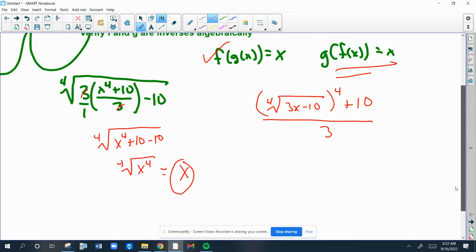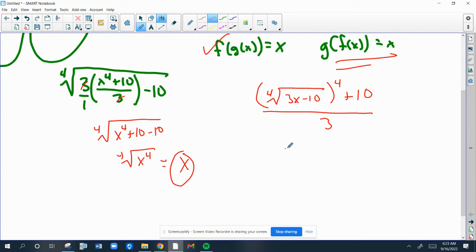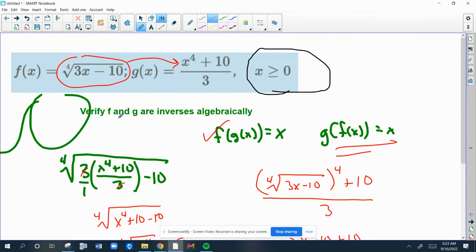Fourth root to the fourth, they just cancel out. This fourth root to the fourth will cancel out this fourth root, so you just have 3x minus 10 plus 10 divided by 3. This is going to work out really nicely. 3x plus 0 over 3, and 3x divided by 3 is x. And we have now just proven that f and g are inverses of each other.